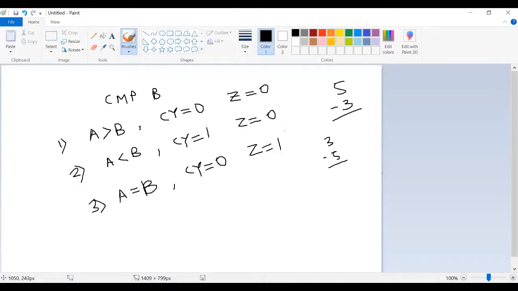Now, what is the difference between the subtraction and compare instruction? Both are subtraction operations, but the main difference is that subtraction gives a result, while compare doesn't create any result; it creates three conditions.